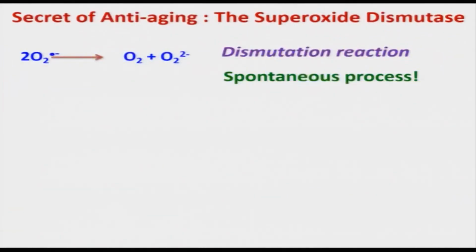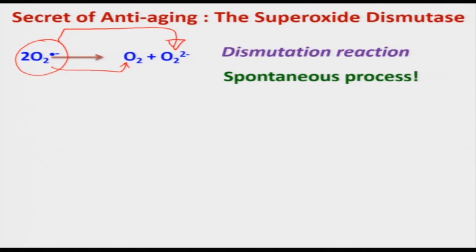Now, superoxide, which is extremely poisonous in our body, is converted to dioxygen and also peroxide. So, one molecule of superoxide is oxidized to oxygen, one molecule of superoxide is reduced to peroxide, and as you all know, this reaction is a spontaneous reaction. It is called a dismutation or disproportionation reaction.